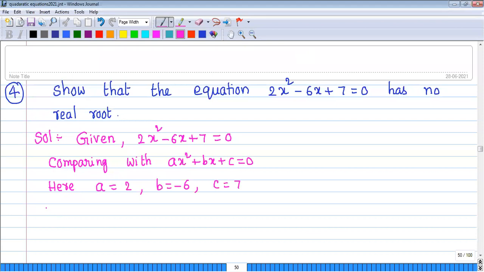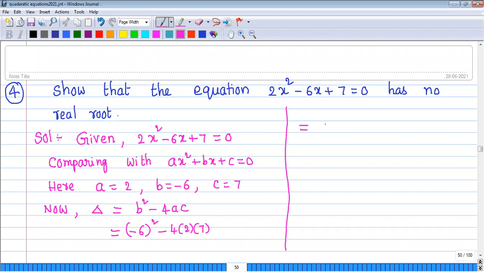So now delta, what is the value of delta? b square minus 4 times ac. So minus 6 square minus 4 times 2 times 7, whose value is equal to minus 6 square is 36, minus 4 times 2 times 7 is 56. 56 minus 36 is 20, but bigger number has the negative sign, so minus 20. Obviously delta is less than 0, so it has no real root.